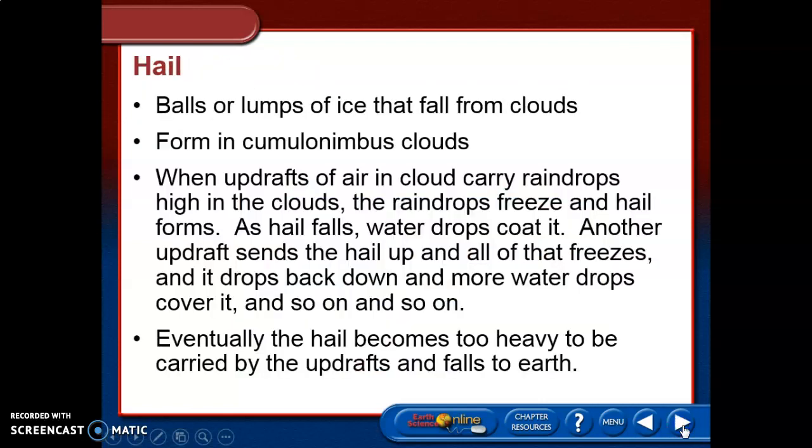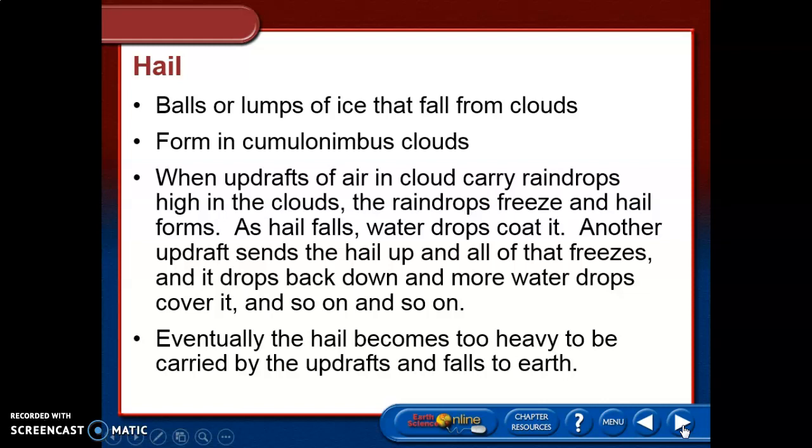Hail is actually really cool too. Hail is going to form in cumulonimbus clouds, really tall, big clouds. Because they're so tall, there's a temperature differential from the bottom of the cloud to the top of the cloud. The top of the cloud is going to be cold. The bottom of the cloud is going to be warmer. And because you have a very unstable atmosphere, those water droplets are bouncing around like crazy in that cloud.